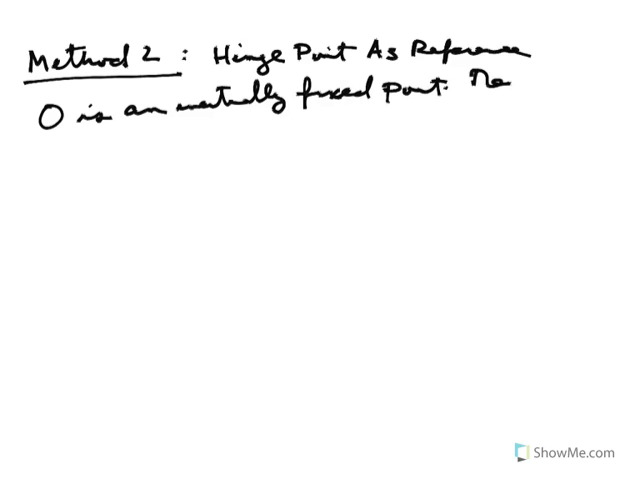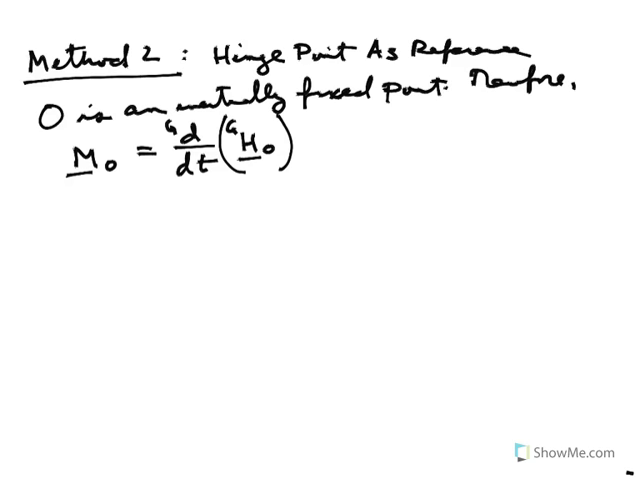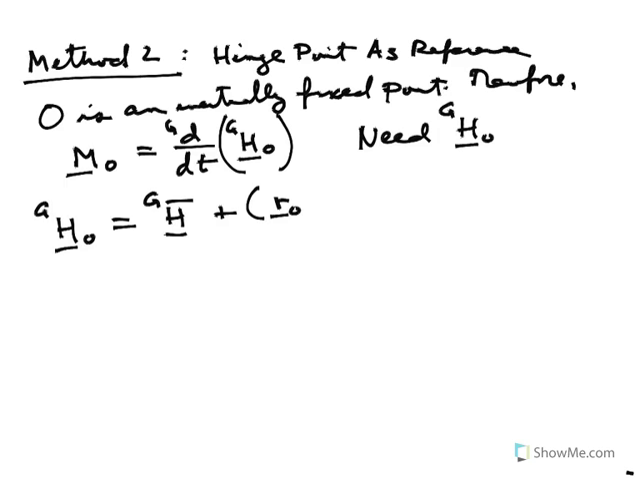So therefore, the moment relative to point O is equal to the rate of change in the ground of the angular momentum relative to point O. So in order to do this, we need the angular momentum relative to point O. Well, the angular momentum relative to point O is equal to the angular momentum relative to the center of mass plus (RO minus R bar) crossed with M times (VO minus V bar).